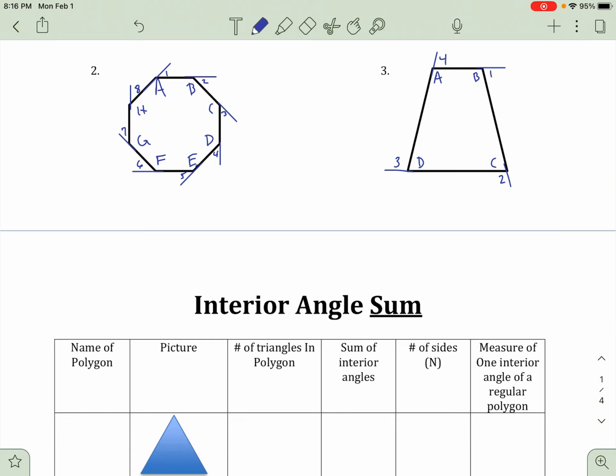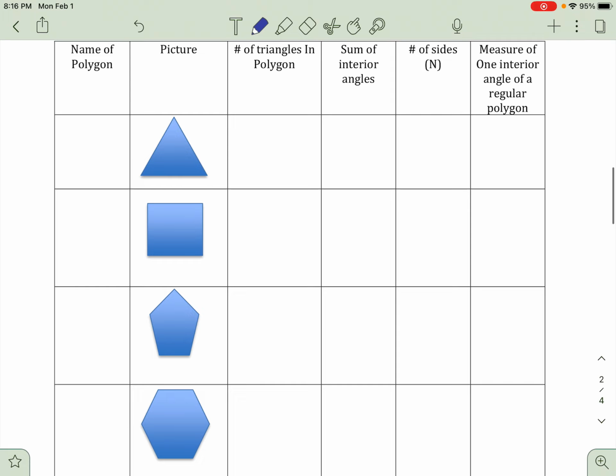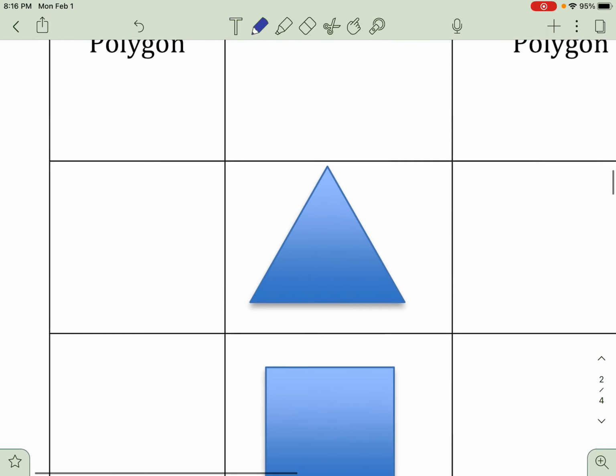All right, moving right along here. So we want to look at this chart here. We're going to start naming the type of polygon that it is, how many sides it has, and we'll start looking at some patterns. So in this first one, of course, you know the name of this. It's called a triangle.